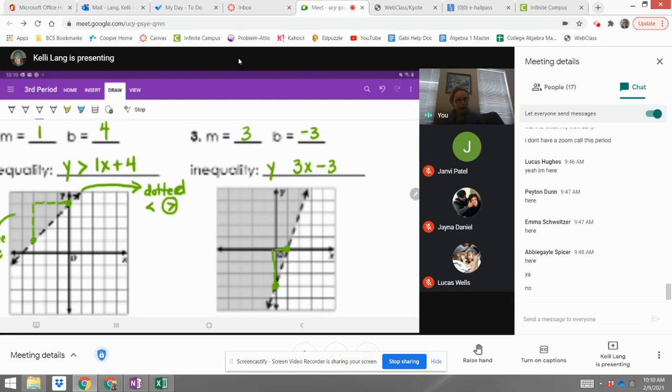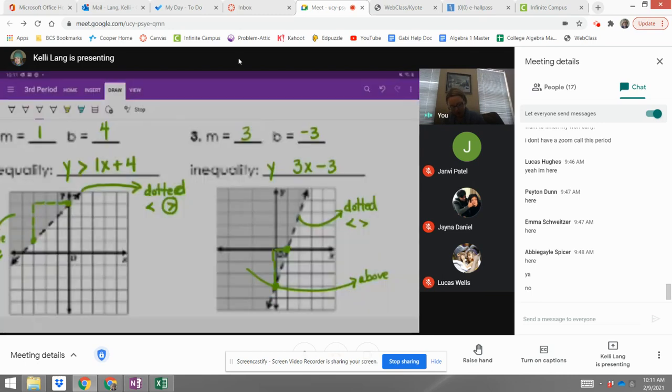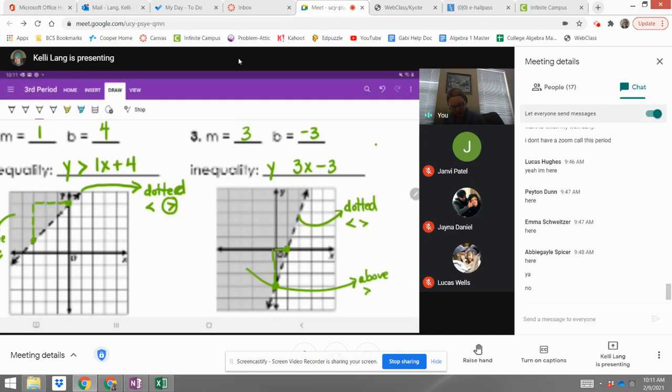But again, I left the equal sign blank. I didn't put anything there because we're looking for an inequality symbol. We have a dotted line, which means we're dealing with one of these symbols. And we shade above, again, which means we're dealing with a greater than or equal to symbol.